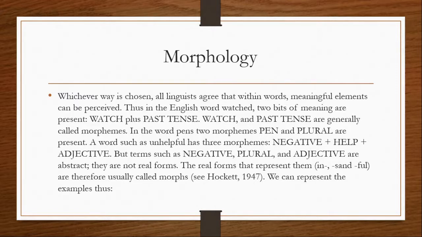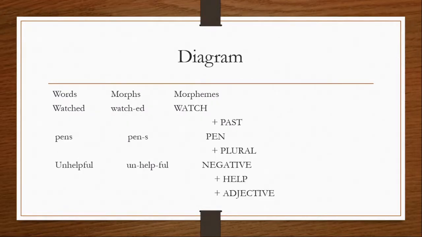But terms such as negative and plural and adjective are abstract. They are not real forms. They are in our mind. So keep in mind, a morpheme is an abstract unit. It is in our mind. It is not physical. The real forms that represent these morphemes are called morphs. Look at this diagram. You'll understand easily.